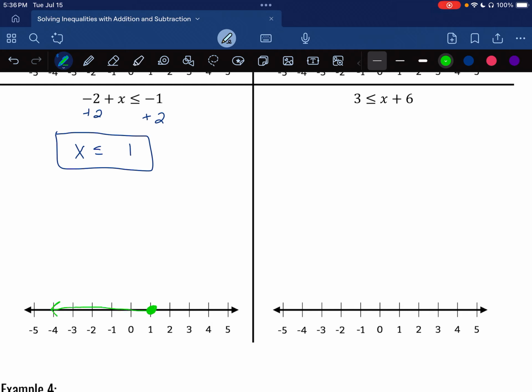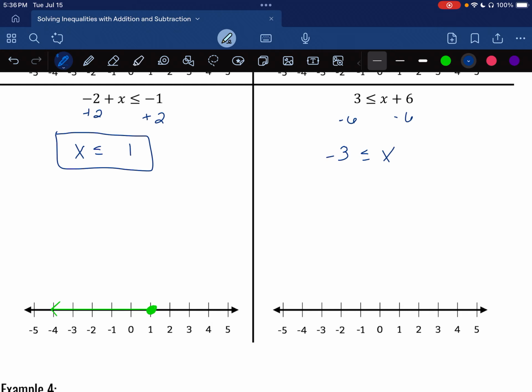All right, and then over here, we're going to subtract 6 from both sides. And we're going to have x is greater than or equal to -3. You know what? That's kind of confusing. I flipped that around on you. So let's try that again. Let's say that -3 is less than or equal to x. There you go.